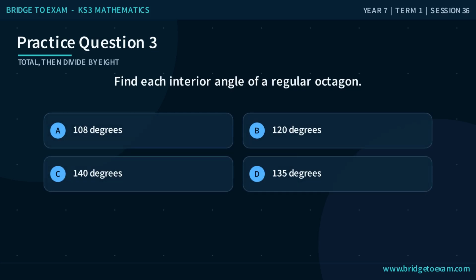Practice question 3. Find each interior angle of a regular octagon. Option A is 108. Option B is 120. Option C is 140. Option D is 135. Pause, find the octagon's total, then divide by 8 equal angles.